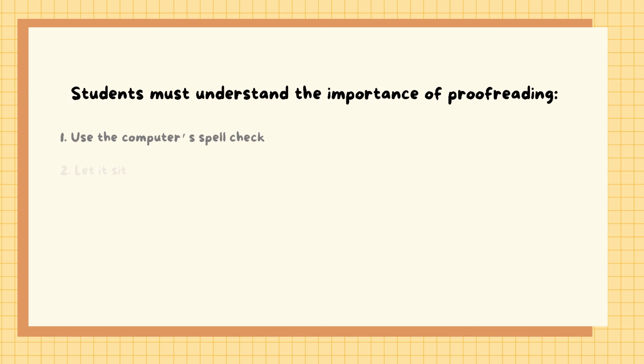Number 2, let it sit. For a day or a weekend, when the document is cold, students are more objective about their own writing. Number 3, use peer evaluations, and others will see the errors we missed. Number 4, read it aloud. Sometimes we can hear errors. And number 5, read it backwards. Then you read words out of context. You cannot anticipate the next word.